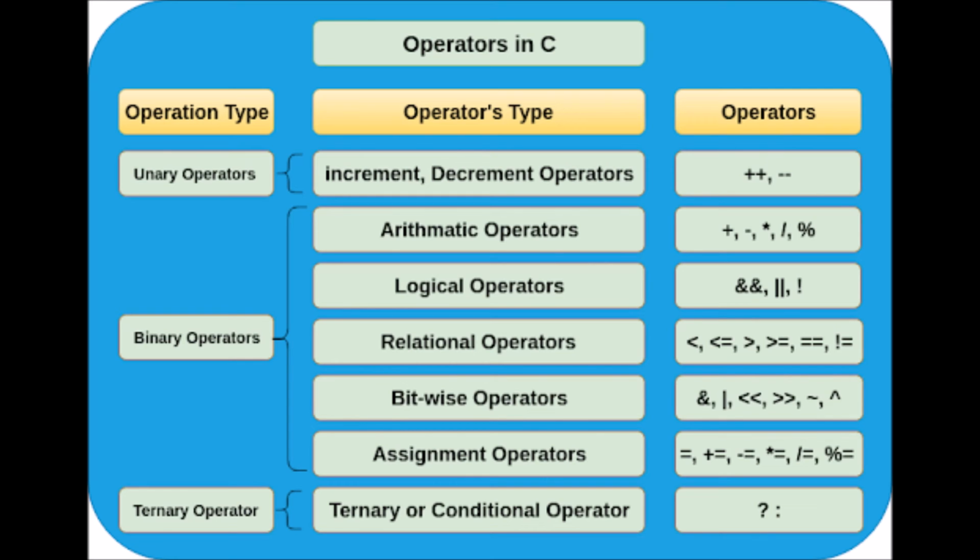And finally, we have ternary operator. There is only one ternary operator, that is question mark and colon. This is known as conditional operator. This operator is used to operate on three operands. Therefore, it is known as ternary operator. I will explain this ternary operator in a later video.